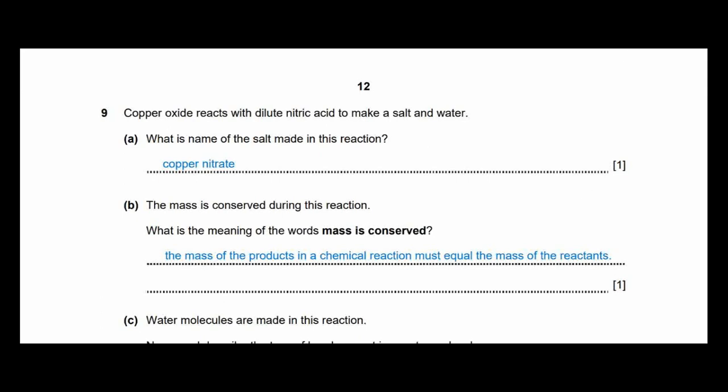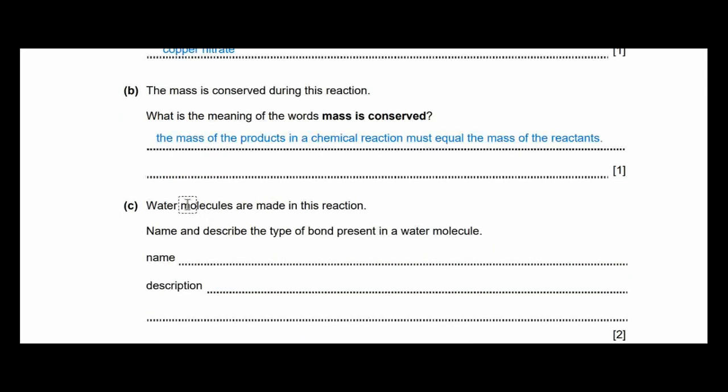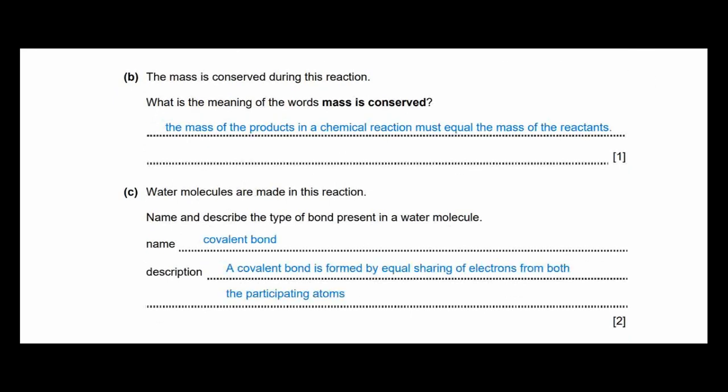Now question 9c. Water molecules are made in this reaction. Name and describe the type of bond present in the water molecule. Let's open up the answer. It's a covalent bond. Description: a covalent bond is formed by equal sharing of electrons from both the participating atoms.